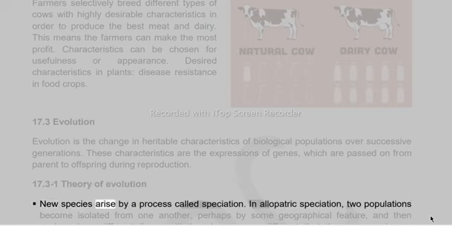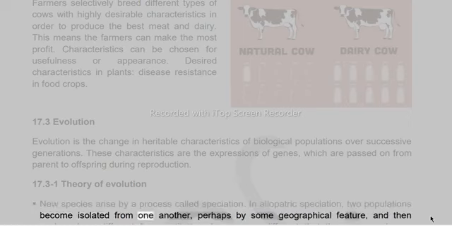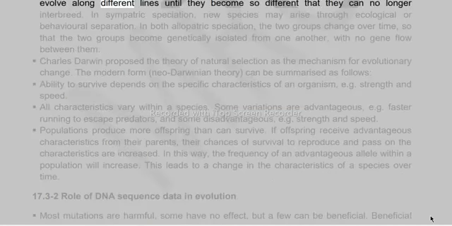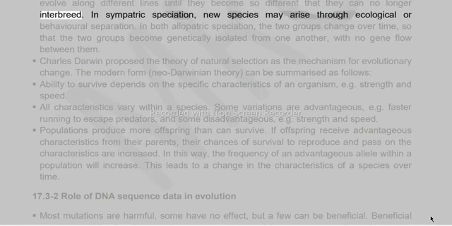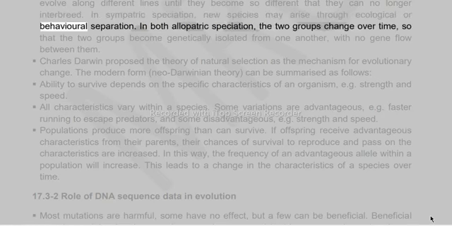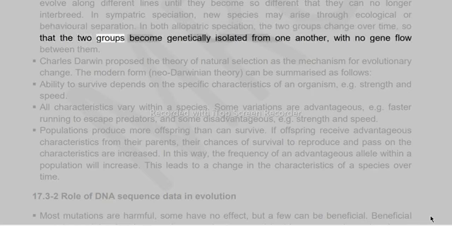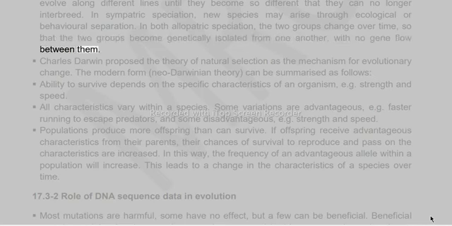New species arise by a process called speciation. In allopatric speciation, two populations become isolated from one another, perhaps by some geographical feature, and then evolve along different lines until they become so different that they can no longer interbreed. In sympatric speciation, new species may arise through ecological or behavioral separation. In both cases, the two groups change over time, so that they become genetically isolated from one another, with no gene flow between them.